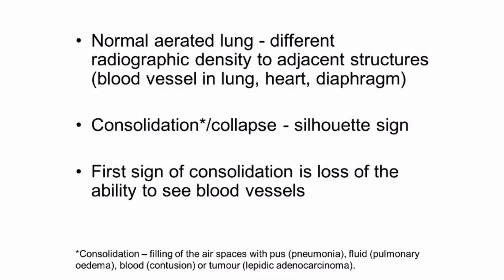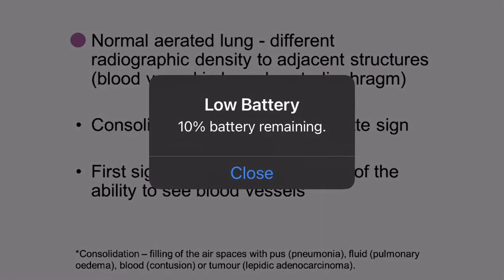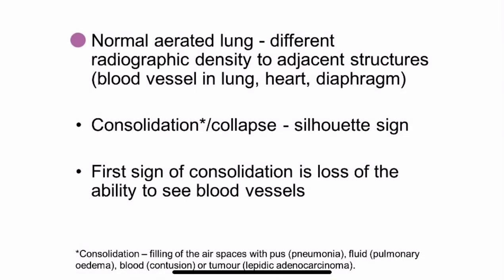To recap, normal aerated lungs have a different radiographic density to the adjacent structures, which is why we can see the outlines of those structures. They will no longer be visible when there's consolidation or collapse, and this is a silhouette sign. And usually the first sign of consolidation is the inability to visualize blood vessels in the lung.